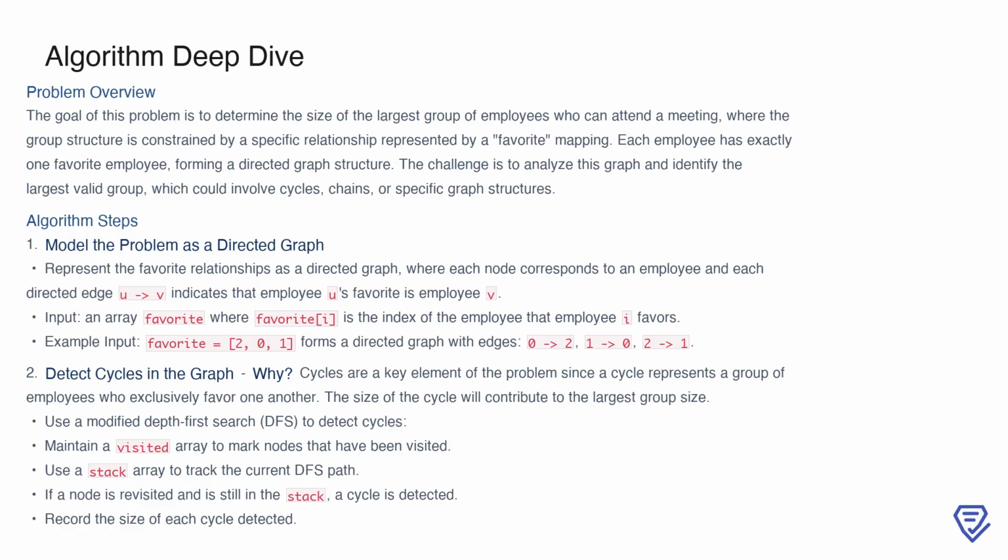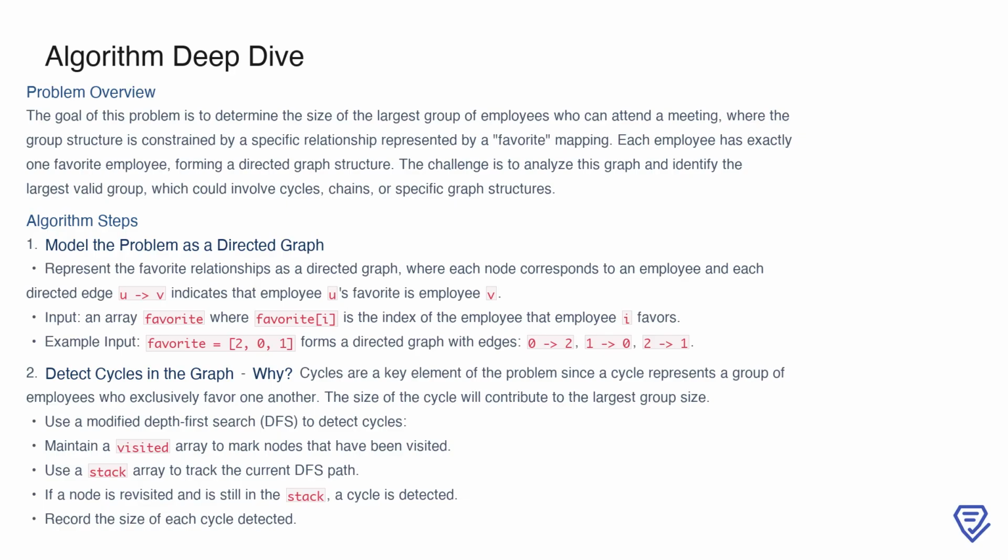The goal is to identify the largest group of employees who can attend the meeting, which may include cycles or chains within the graph. To approach this, we model the problem as a directed graph and focus on detecting cycles, as they represent groups where employees exclusively favor one another.